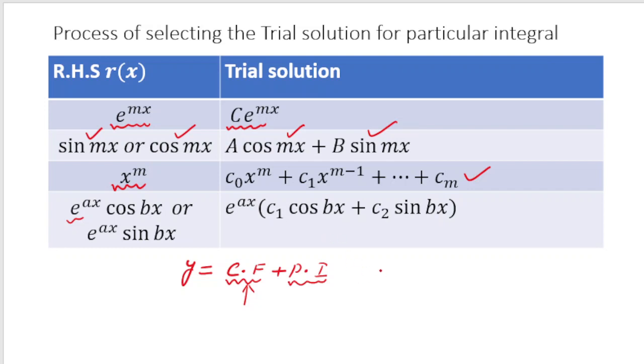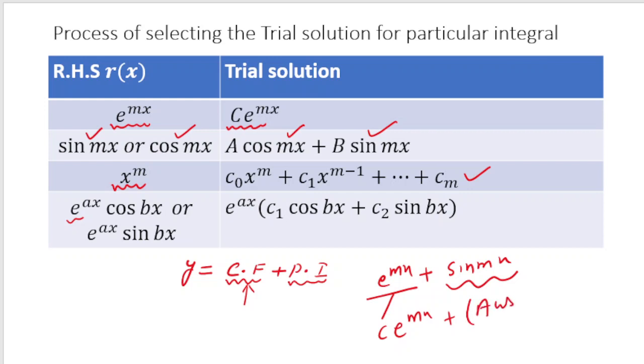For example, if the right hand side is e to the power mx plus sin mx, then we will take the trial solution corresponding to this as c e to the power mx, and the trial solution corresponding to this, suppose I am using constants, as a cos mx plus b sin mx.